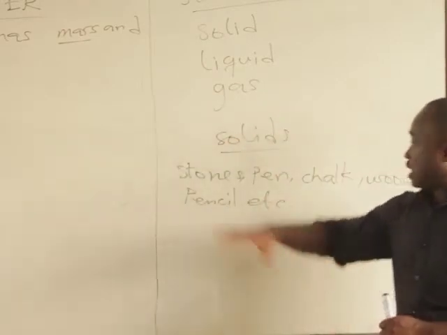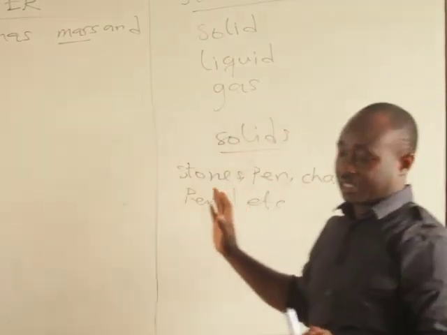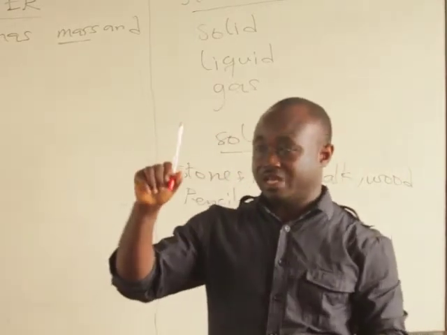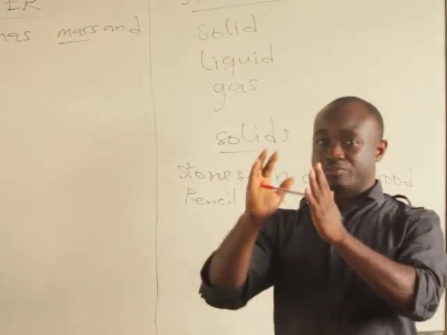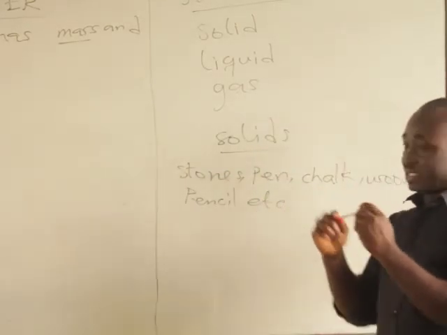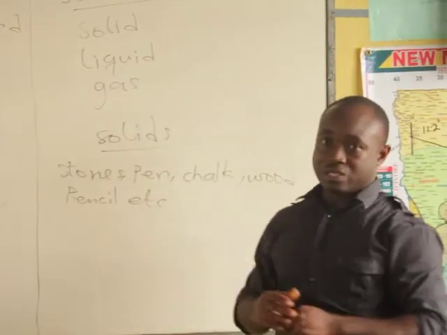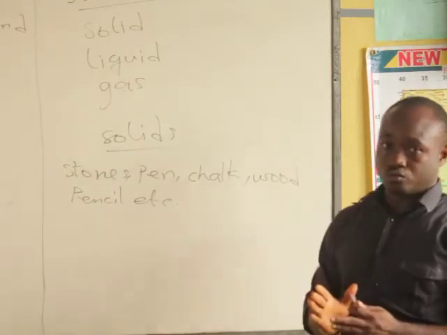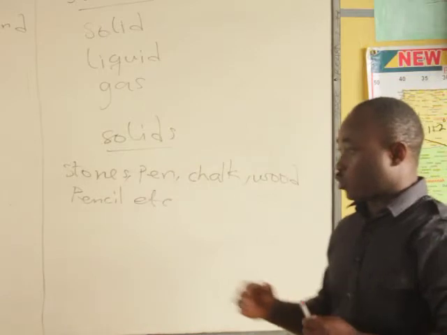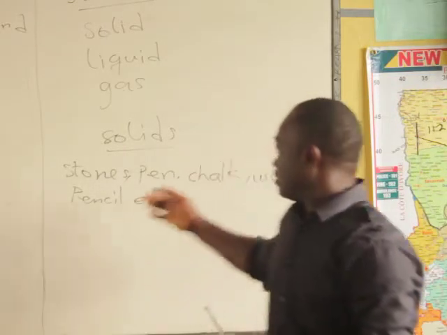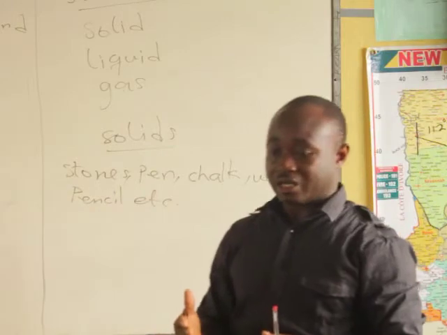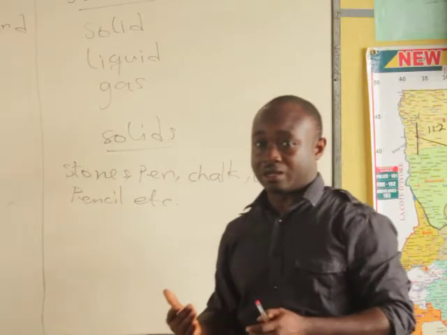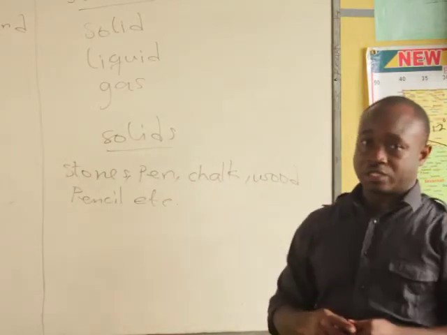Now, when we look at these items, let's take pen for instance. You can see that this pen has a definite size and a shape. You can measure its shape, and it also has a size. That is the property of solids. They cannot flow. You cannot spill them, but they can be counted. You can take them from one place to the other. So these are solids that we are talking of.